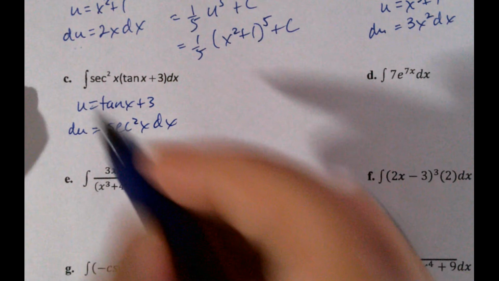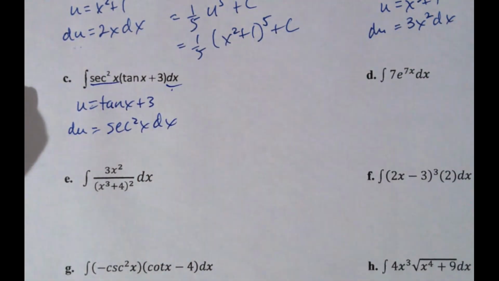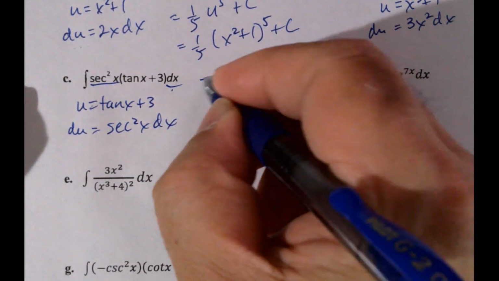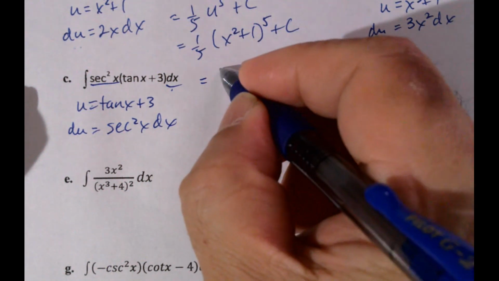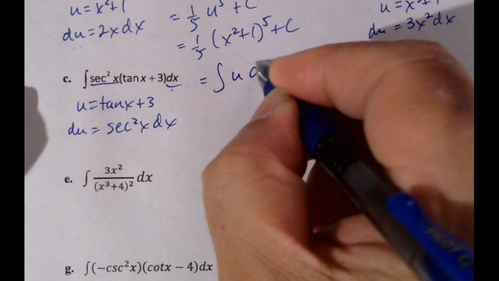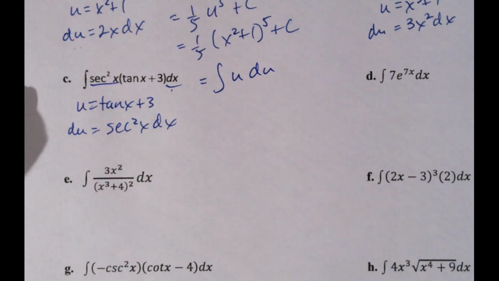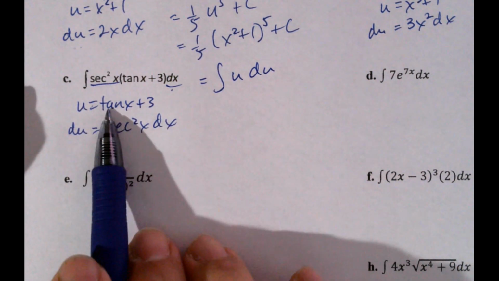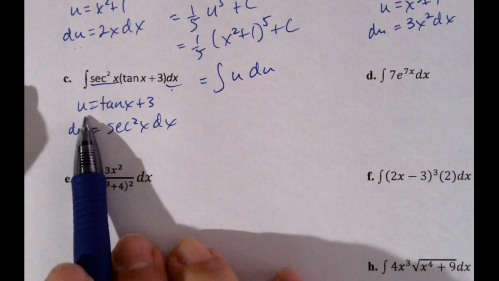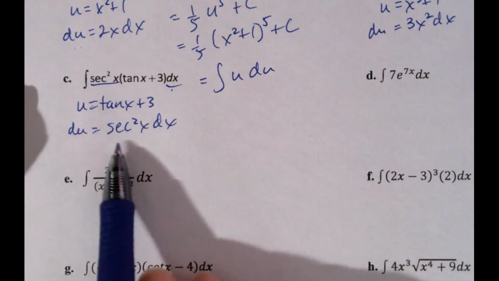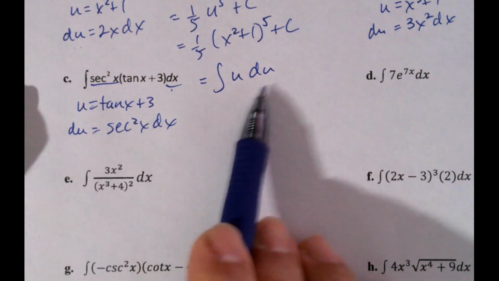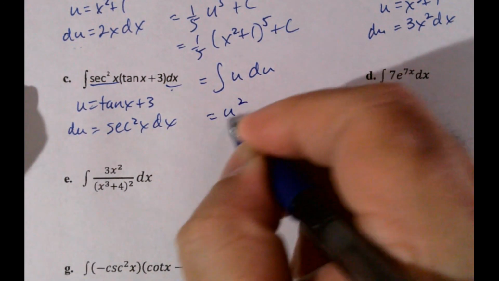And look at that. There's secant squared, there's dx. So that means I could do a substitution. Integral of u du. All right? Even the parentheses disappeared. I replaced the tangent x plus 3 with u. I replaced the secant squared dx with du. That's it. So this is u squared over 2 plus c.